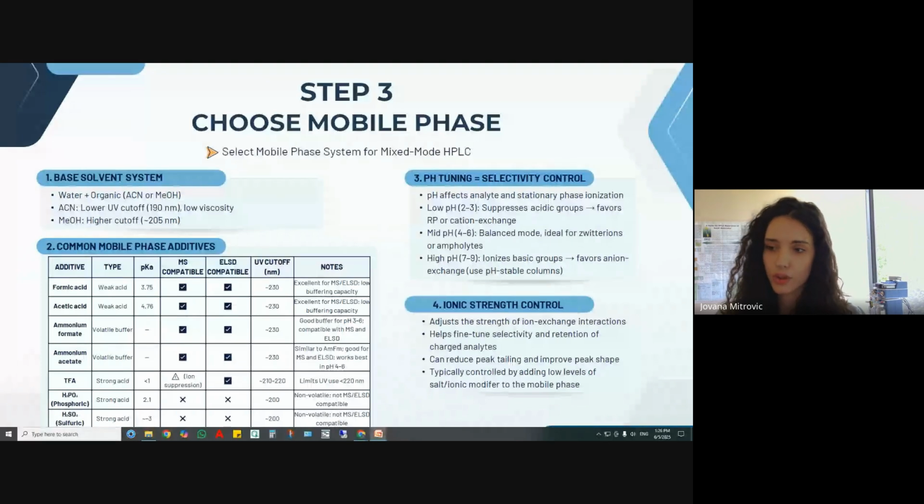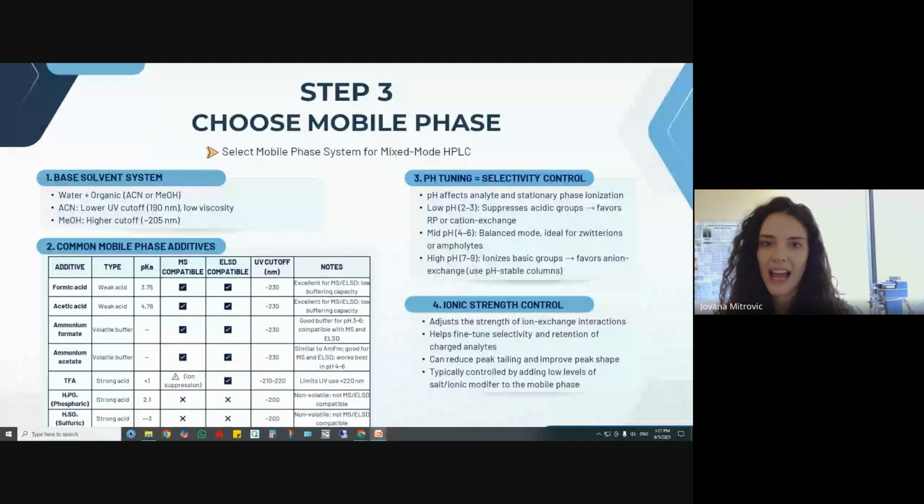Phosphoric acid and sulfuric acid are strong, non-volatile acids, so they're not compatible with mass spec or ELSD detection, but they're transparent and have very low UV cutoffs. Therefore, they're an excellent choice if we are analyzing analytes using very low UV, such as 200 nanometers. So we want to pick additives based on our analyte's chemistry and our detection method.